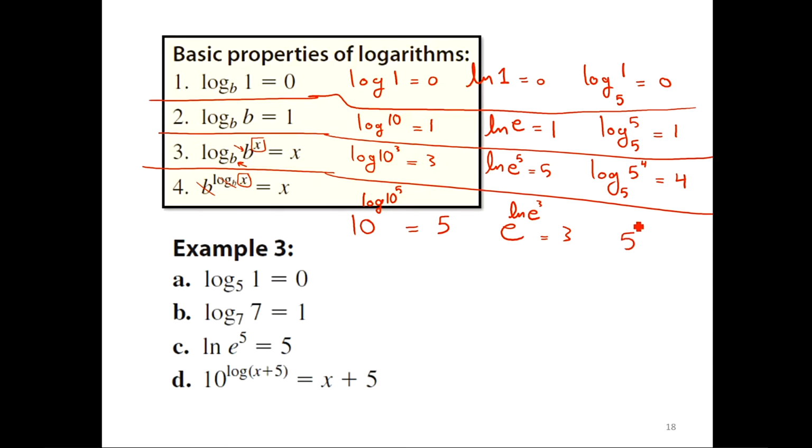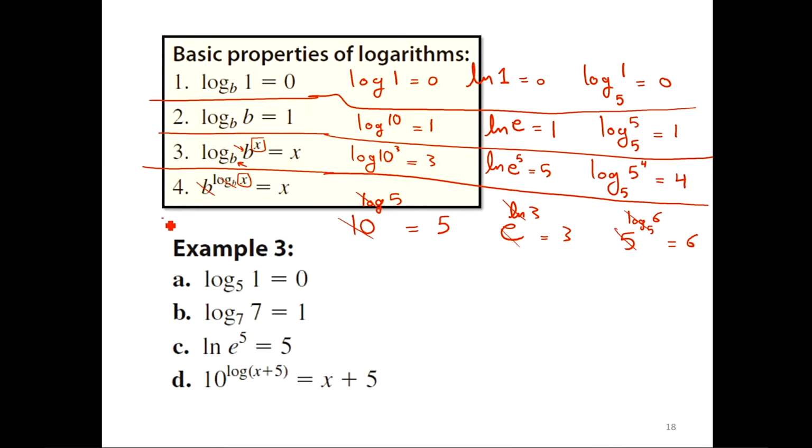Also 5 to the power log to base 5, and we have 5 to the power, for example, 6. So this is equal to 6. Okay. 5, 3, and 6, like this. So 10 removes log, so we have 5. e removes ln, so we have 3. 5 removes log 5, so we have 6. Okay.